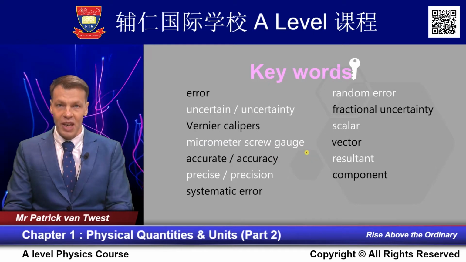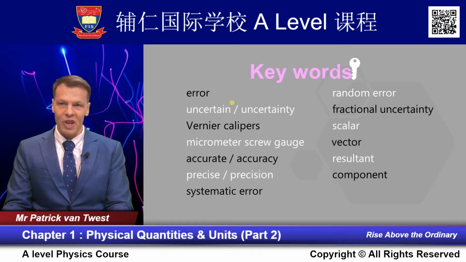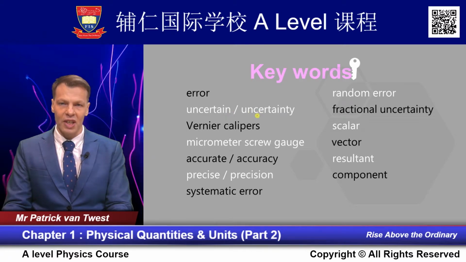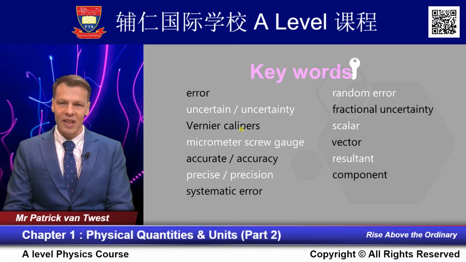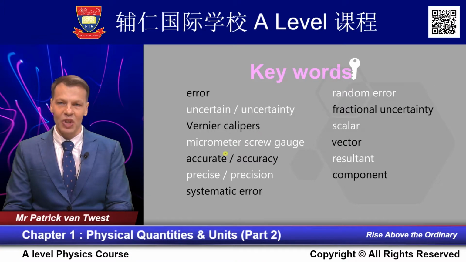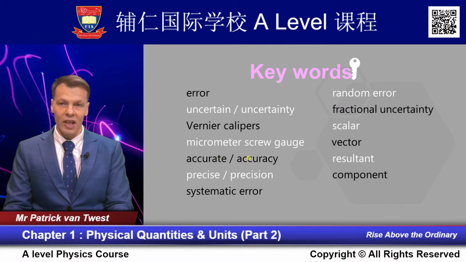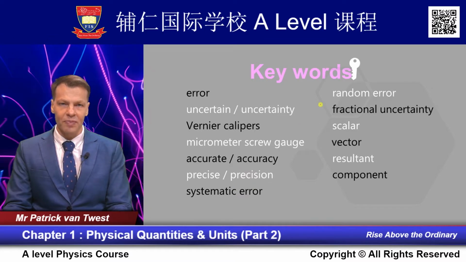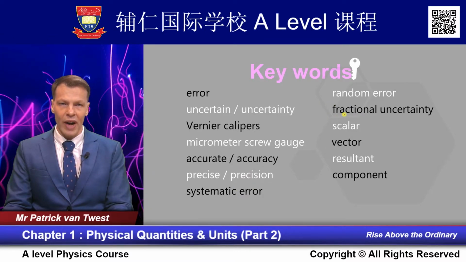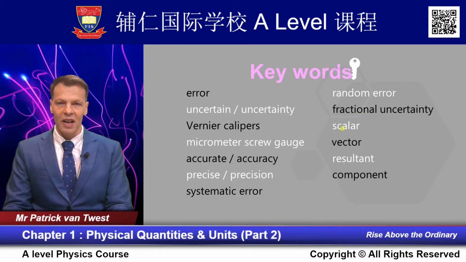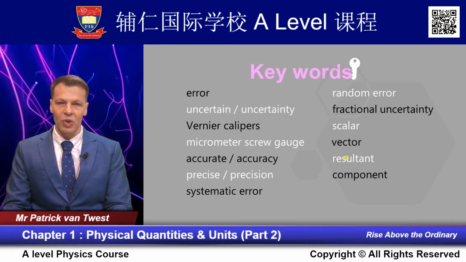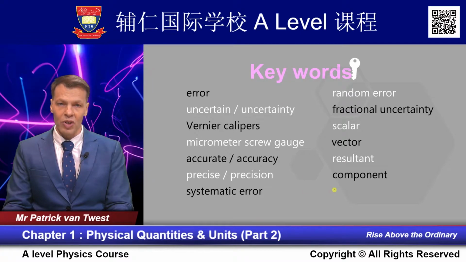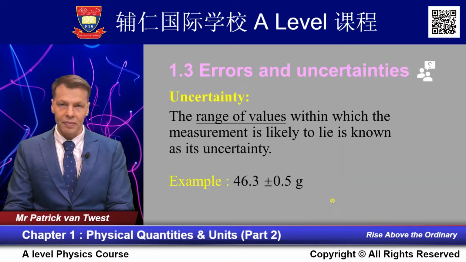Let's start. Some key words for this lesson. There's many of them, so here they are. Error, uncertain or uncertainty, vernier calipers, micrometer screw gauge, accurate or accuracy, precise or precision, systematic error, random error, fractional uncertainty, scalar, vector, resultant, component. So please be familiar with all these words, understanding what they mean.